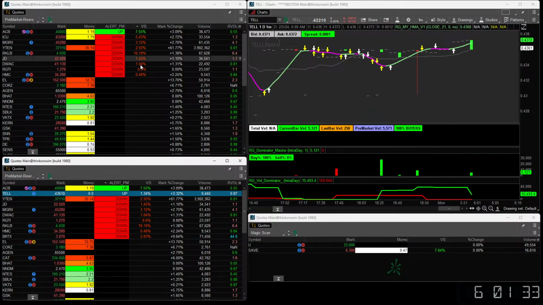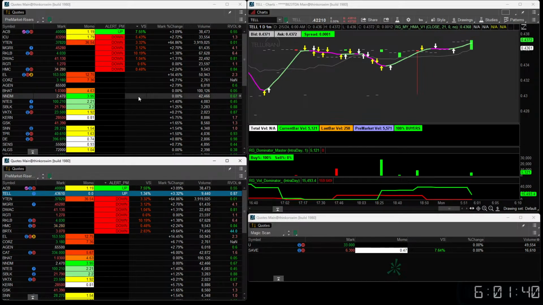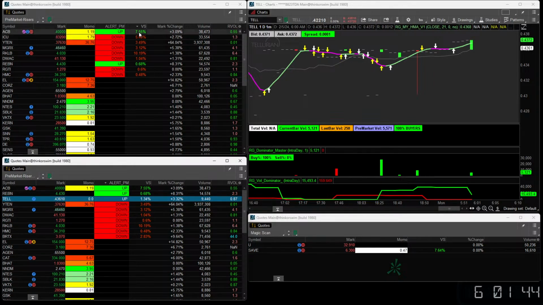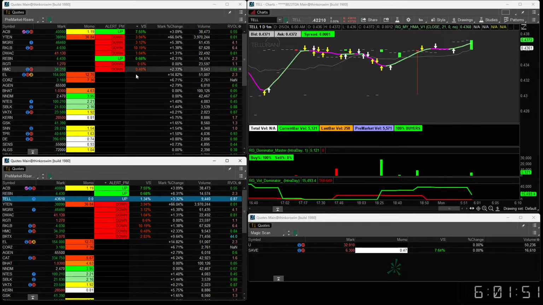Not seeing any numbers moving. Robert, I'm jumping around. I'm trying to find anything right now that's moving. I'm not seeing any percentages in volume spike moving at all. So I'm mainly watching here for now.